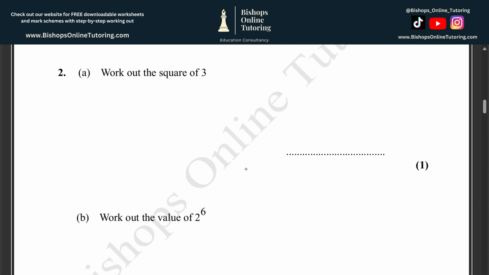Work out the square of 3. So essentially the question is asking us to work out 3 squared, which will be equal to 3 times by 3, which we know is equal to 9. So our answer is 9.